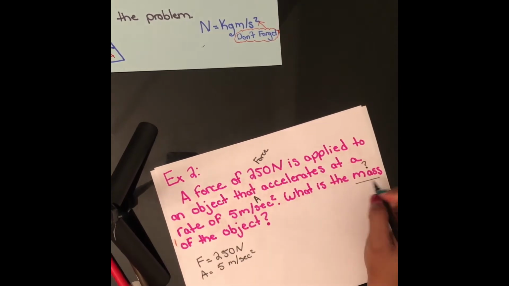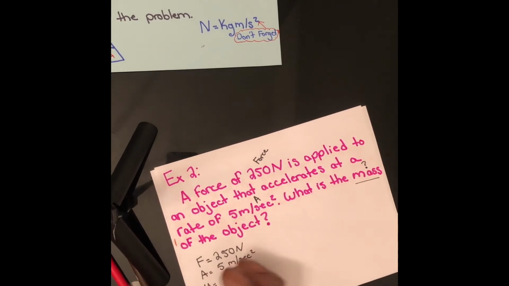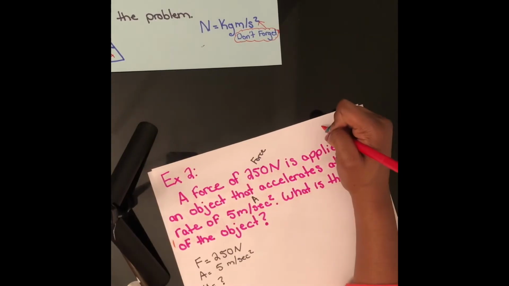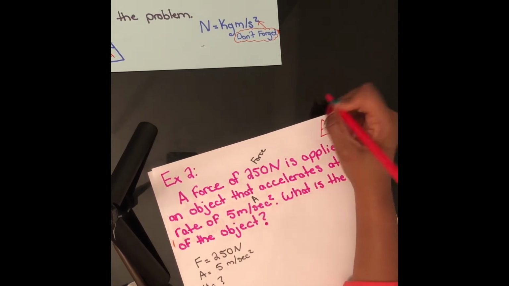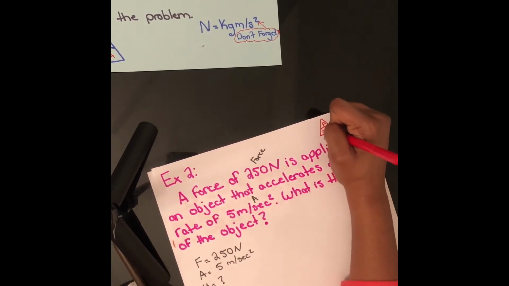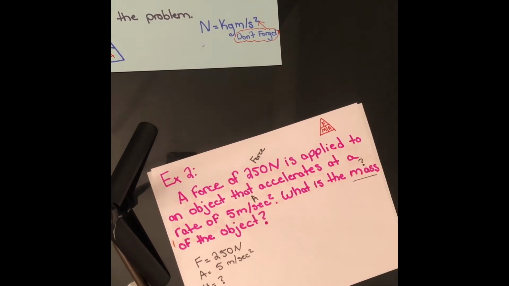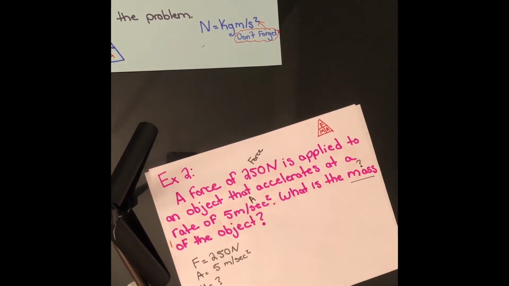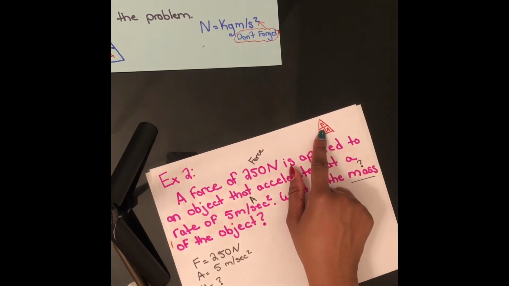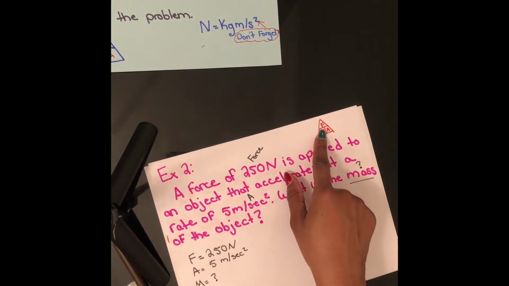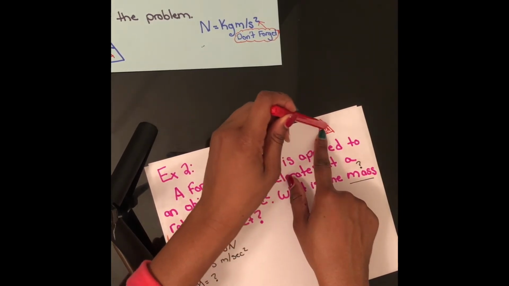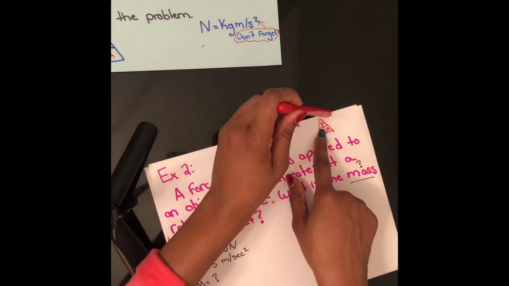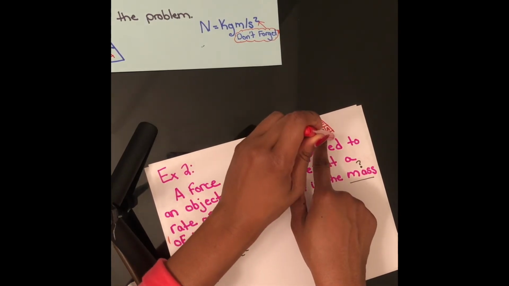And of course, we're looking for mass. Before I solve my problem, I want to write out my fancy triangle that always helps me and never lets me get any problem wrong. That's going to be force, mass, and acceleration. We're looking for mass, so I'm going to cover up the M with my finger. According to the triangle, in order to find mass, we divide force by acceleration. Again, force divided by acceleration equals mass.